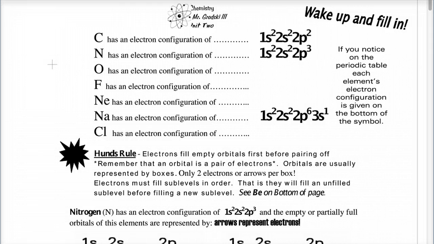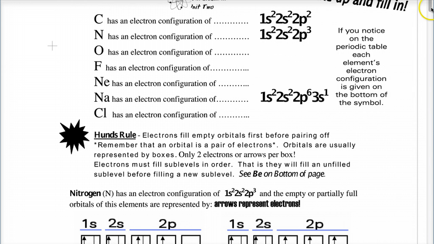This lecture is on orbital notation, the boxes with the arrows that we've talked about, and on excited state configurations, ground state configurations, a little bit of valence electrons, and electron dot diagrams to close out the unit.